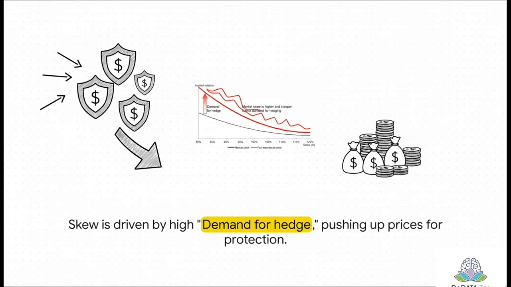And this right here, this tells us exactly why that smirk exists. It's basic supply and demand. There is this massive, unending demand for hedges from big investors who need to protect their portfolios. And that demand just pushes up the price of those protective options, which creates that steep, downward-sloping curve we see pretty much all the time.